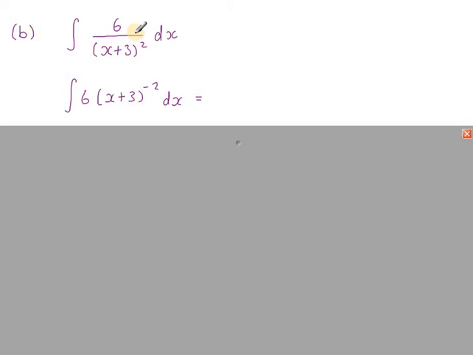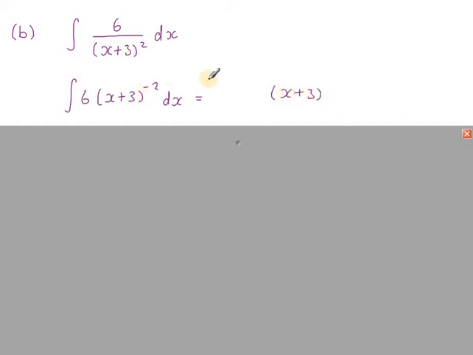So in this example we have to rewrite the x plus 3 squared into its proper form first before we integrate. So x plus 3 in brackets to the power of -2, you're changing the sign here from +2 to -2, and then we've got x plus 3.